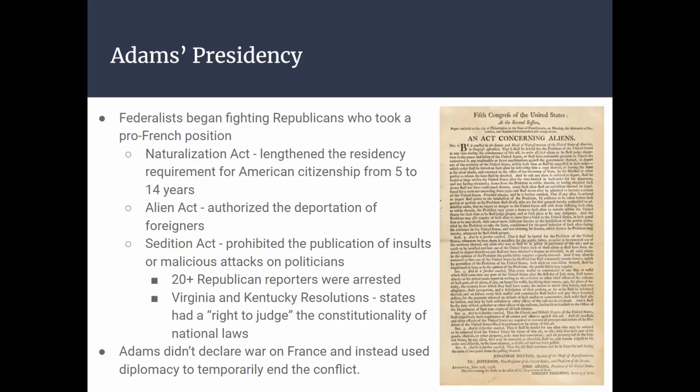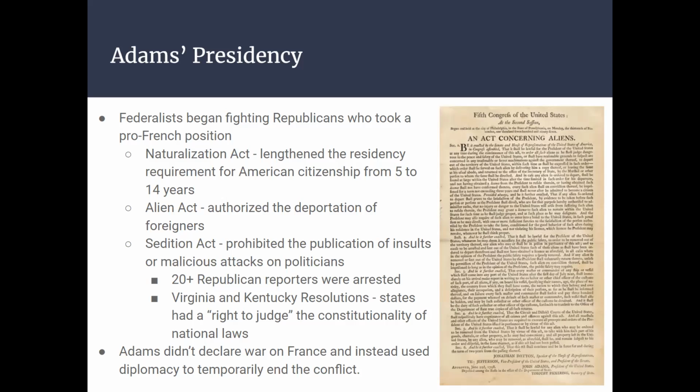Well, anyway, over 20 Democratic Republican reporters and journalists were arrested and put in jail. And some states like Virginia and Kentucky were so against this law, they created resolutions saying that states had a right to judge the constitutionality of national laws. They had a right to say, well, this law is not constitutional, we're not going to follow it.